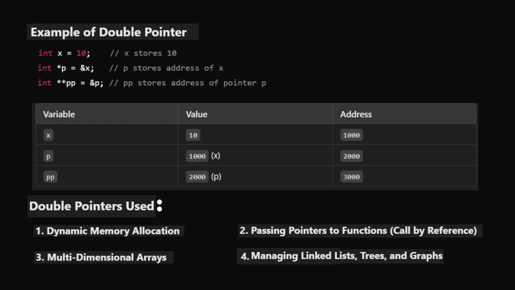Double pointers are widely used in various scenarios in C. 1. Dynamic memory allocation. 2. Passing pointers to functions, call by reference. 3. Multidimensional arrays. 4. Managing linked lists, trees, and graphs.